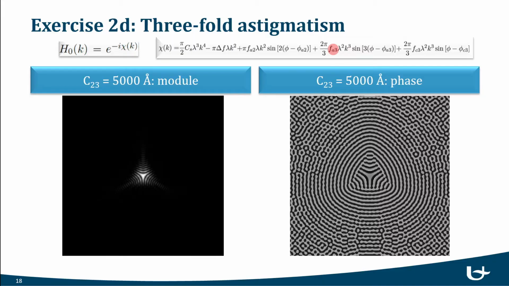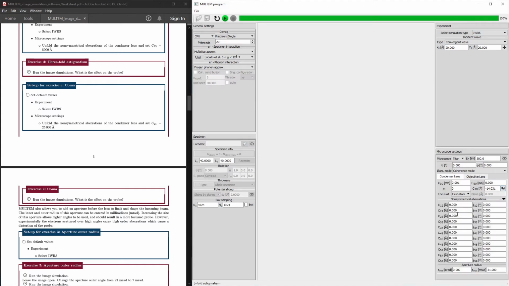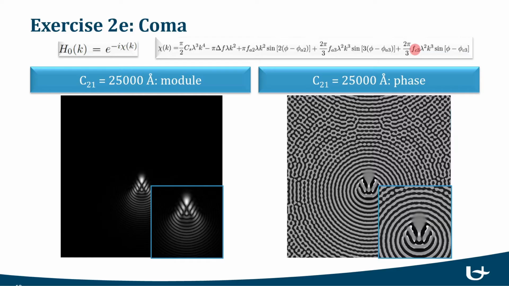The effect of axial coma is studied in the fifth part of this exercise. Let's start from the default values, choose incident wave real space, unfold the non-symmetrical aberration, and choose the axial coma. We set the modulus of the axial coma to 25,000 Angstrom and run the simulation. Our simulation results show the characteristic elongated shape of the axial coma. Keep in mind that this is a second-order aberration which can be easily compensated in modern microscopes.